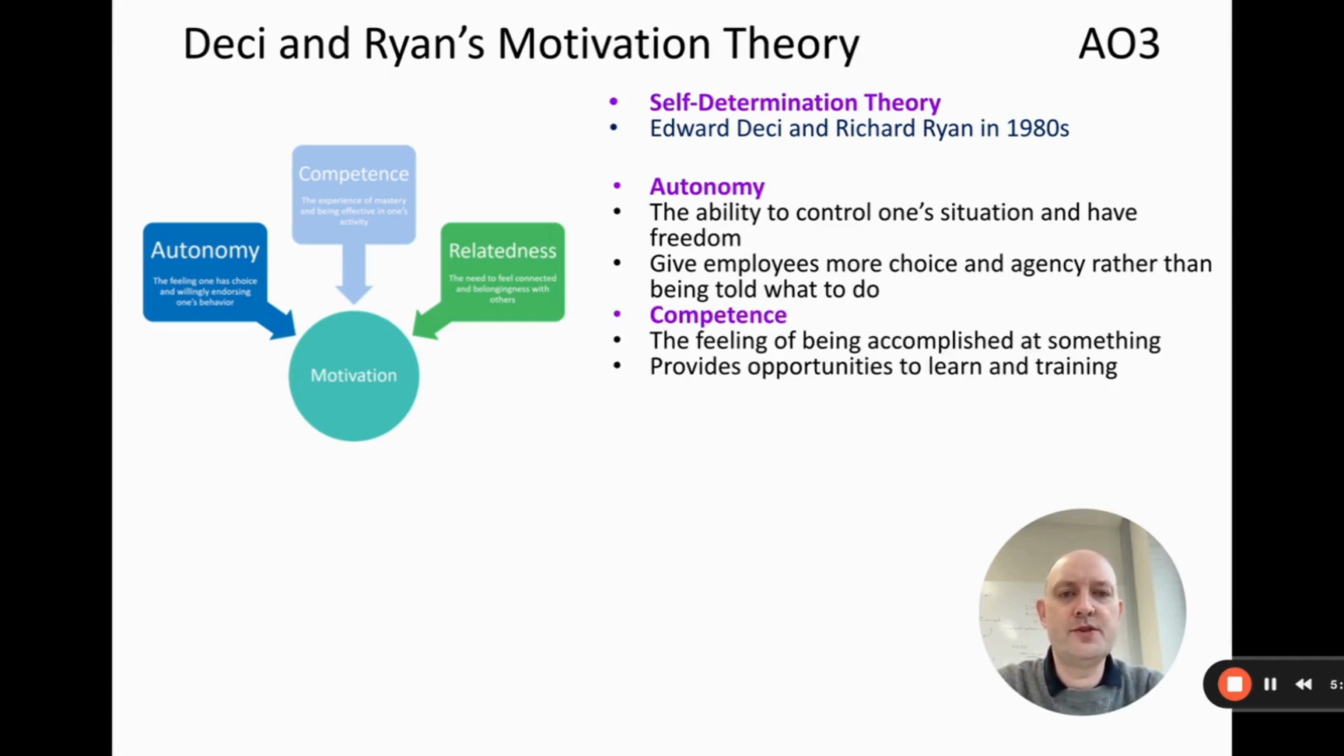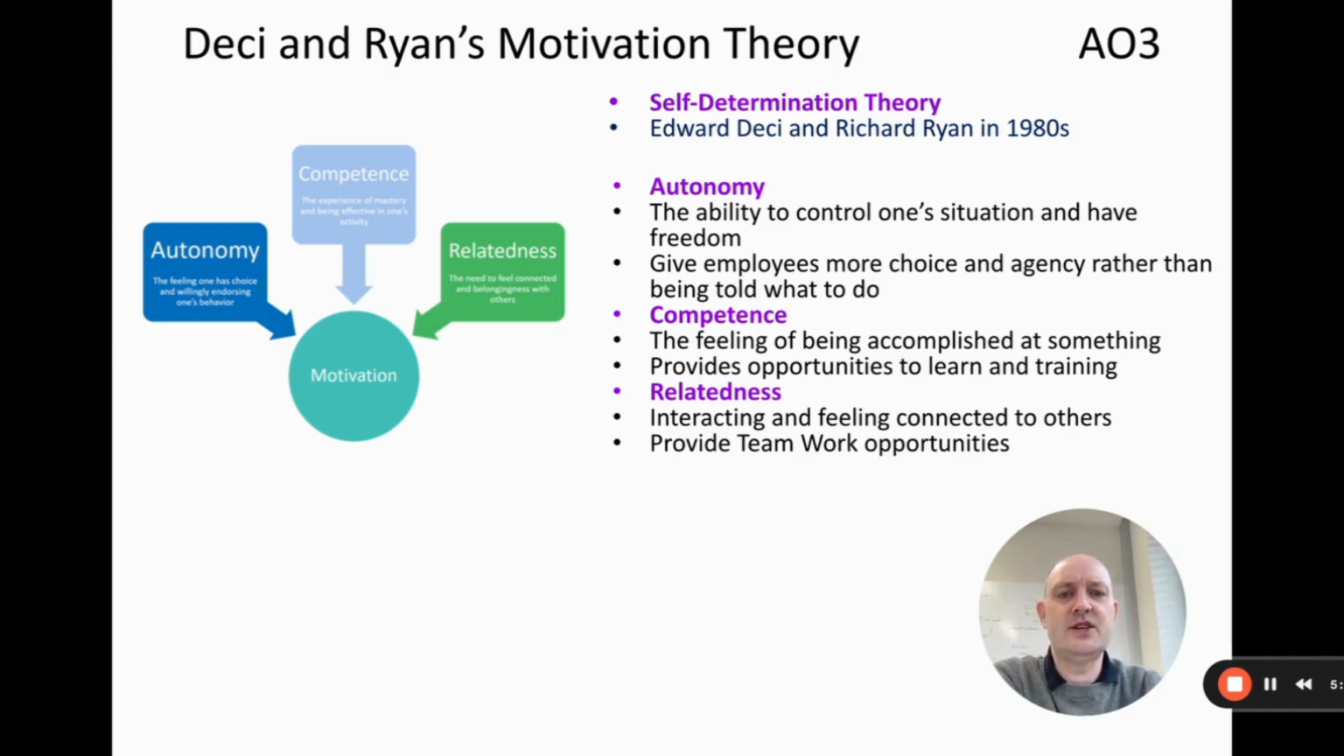Secondly, we've got competence, and this is the feeling of being accomplished at something. This is quite similar to the need for achievement in McClelland's motivation theory. In this situation, employees want to feel like they're good at something, they're accomplished. So the business can provide opportunities for training so that employees can develop skills and knowledge so that they can become better at their job. That's kind of self-explanatory. When we're good at something, we're generally quite motivated to do it.